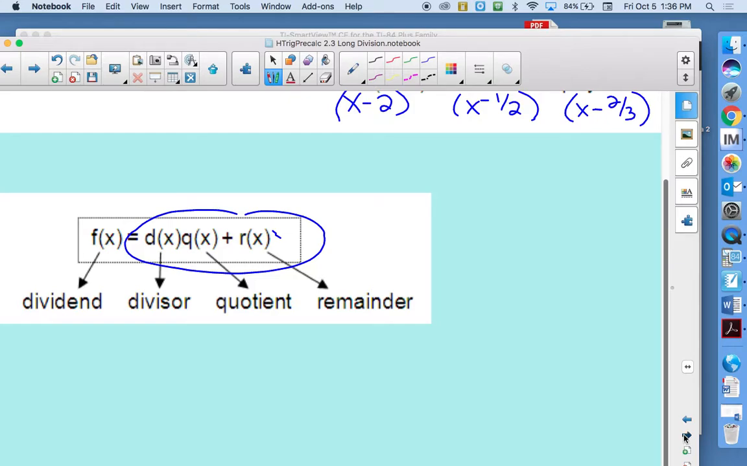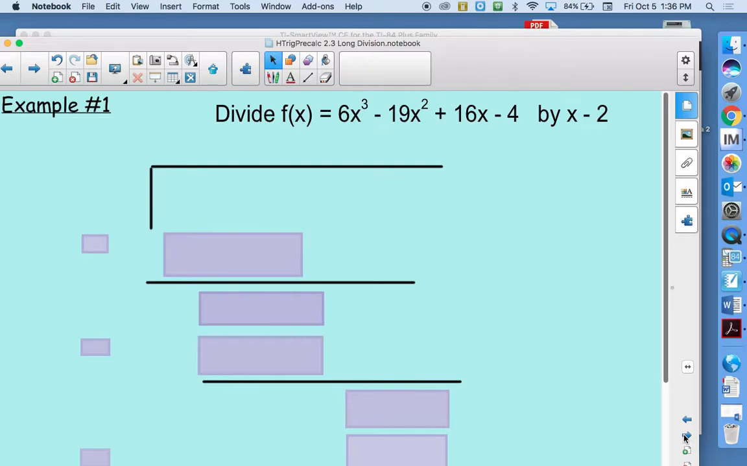So we're going to see if we can start dividing. I tried to set this up so that you have a visual to look at, but in those boxes is where like numbers are going to fall. We have our function 6x cubed minus 19x squared plus 16x minus 4. That is the same function you just plugged into your calculator. So we're going to try and divide with that function. We're dividing that by x minus 2. We found that x minus 2 was a 0 on your calculator.